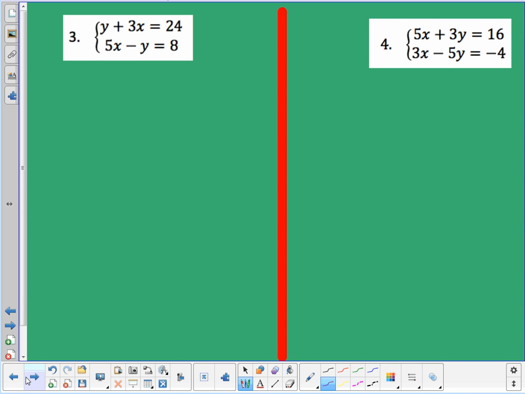All right, let's take a look at number 3. In number 3, I have y plus 3x is equal to 24, and I have 5x minus y is equal to 8.